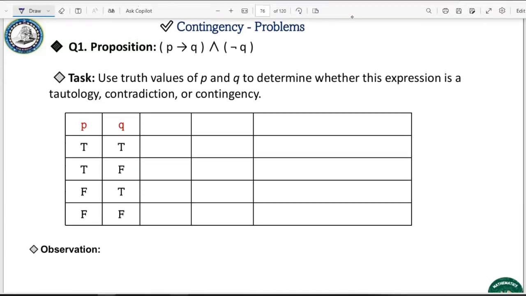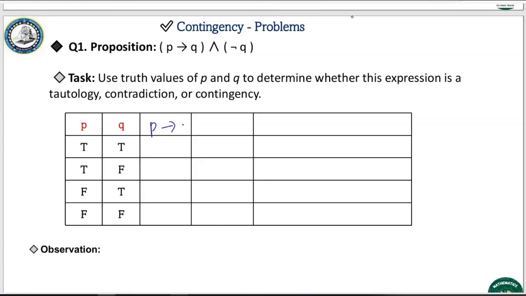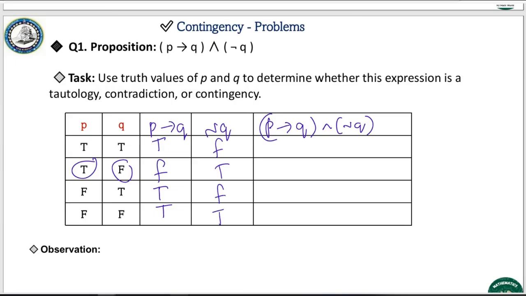So let me check now. Here P, Q, P implies Q, then negation Q, and then P implies Q and negation Q. Here, implies is F only for T and F, so the remaining are all T. Then negation of Q will be F T F T.